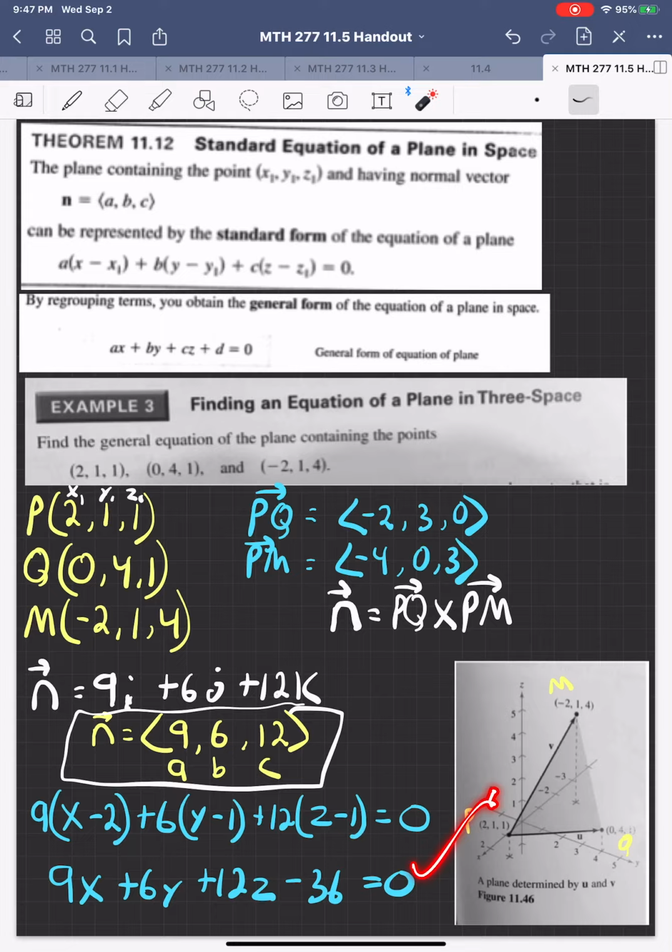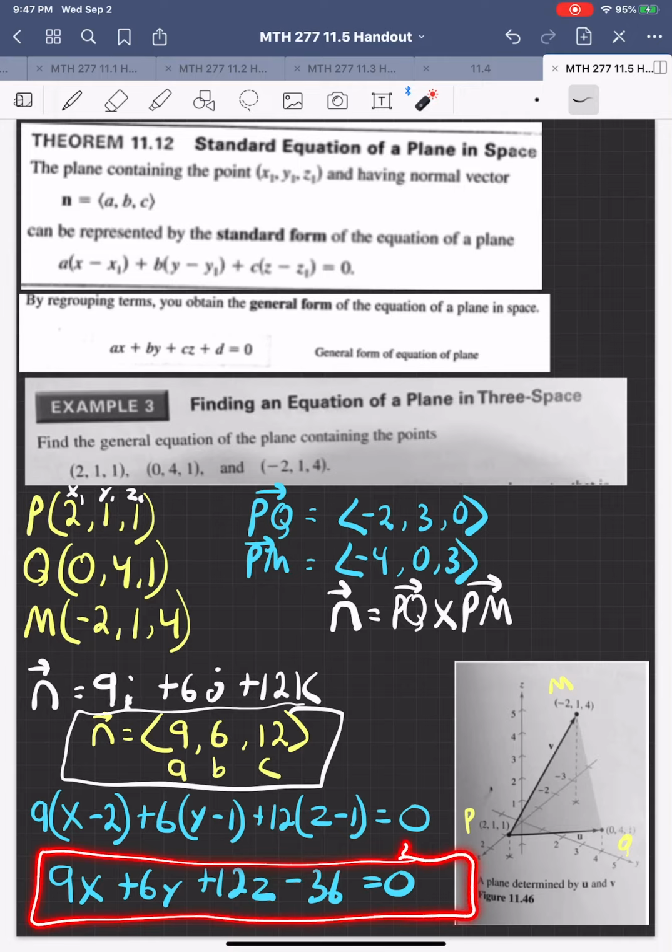Sometimes it's annoying. If you were to look up a question like this in the back of a textbook, since they would have noticed that 3 goes into 9, 6, 12, and 36, they would have divided everything by 3. But nevertheless, you're done at this point.